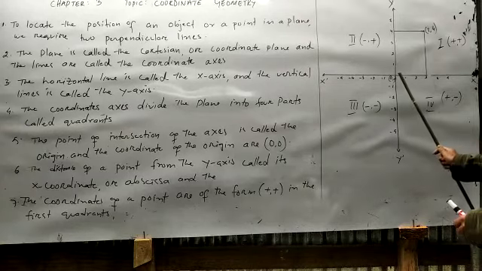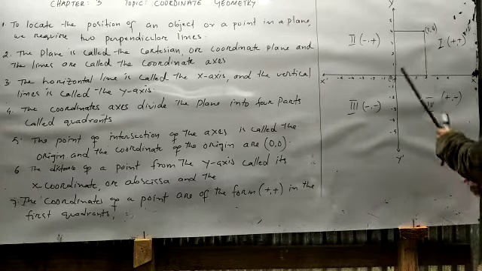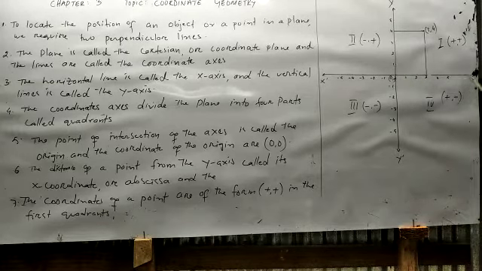Here, to the right of the origin, all values of x carry positive, and to the left of the origin, all values of x carry negative. Above the origin, the value of y carries positive, plus and plus, and below the origin, the value of y carries negative. That's why here negative and negative.